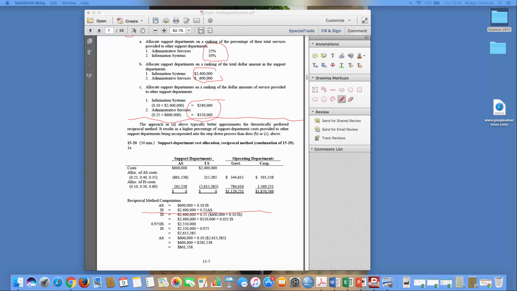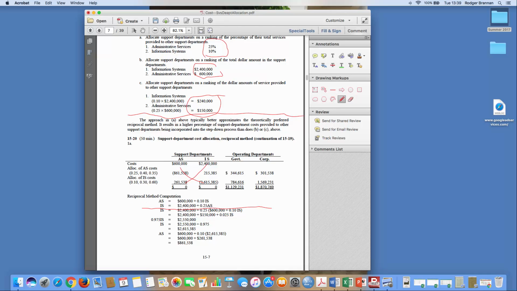All right, the reciprocal method is designed to recognize a couple of things. One, that there is a mutual sharing of cost between the service departments that goes on simultaneously. It's not just a one-time thing that happens at the end of the year. And so not only is there sharing of cost here, but there's also this allocation of cost that goes over to the productive departments. Now, there are two different ways that you can do this.